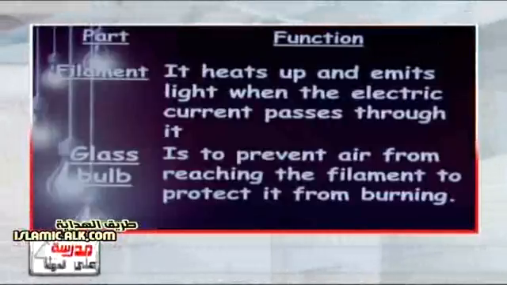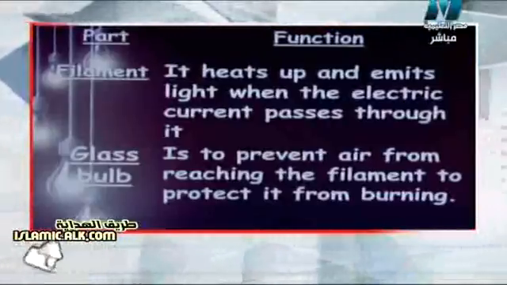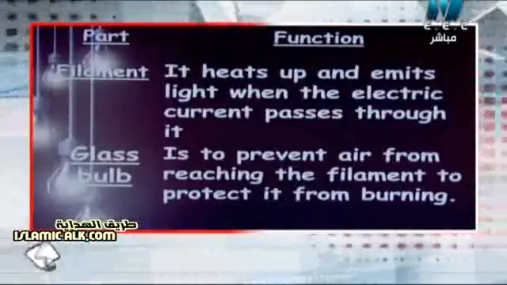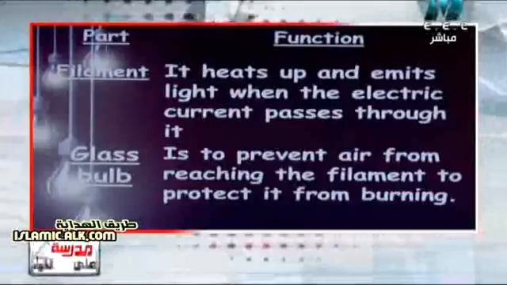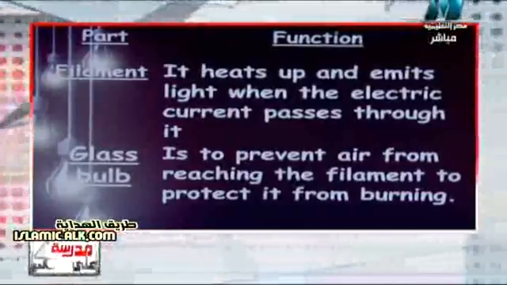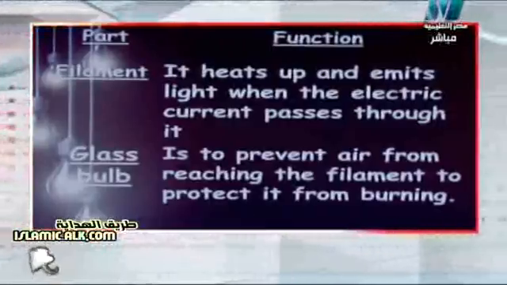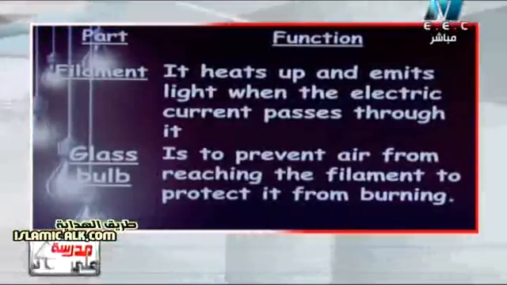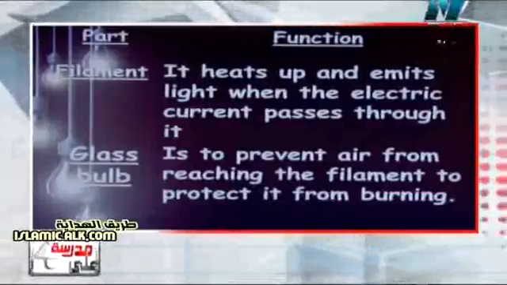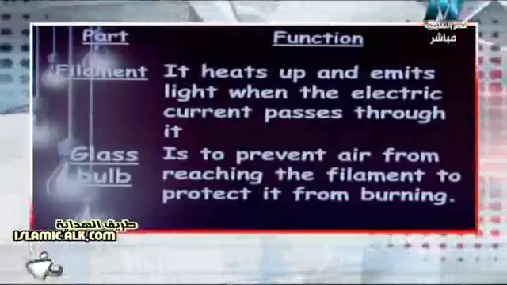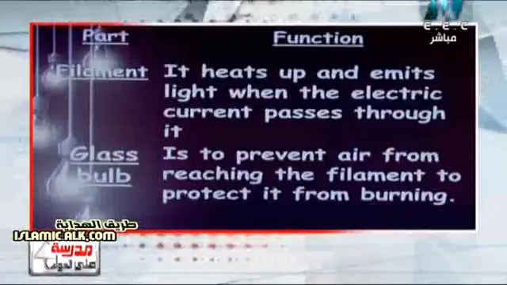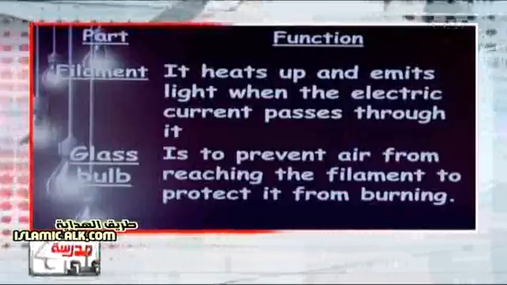Okay, so what about the glass bulb? The glass bulb is to prevent air from reaching the filament, to protect it from burning. Imagine that there is a light bulb without the glass bulb, with only the filament and the two copper lead wires. It will not give light. Why? Because air will reach the filament, and we know the air contains oxygen gas. We know very well that air contains oxygen gas, and surely oxygen gas helps burning, so the filament will burn.